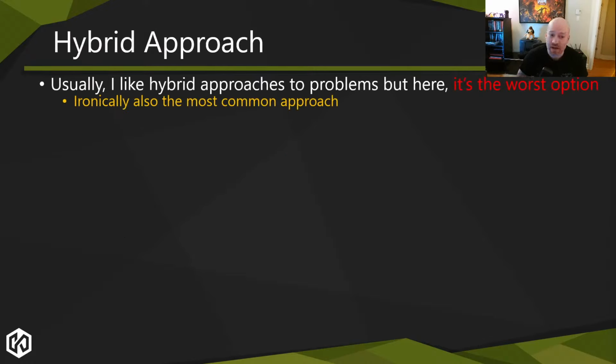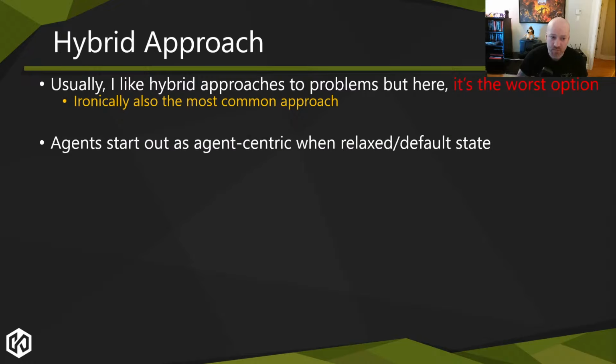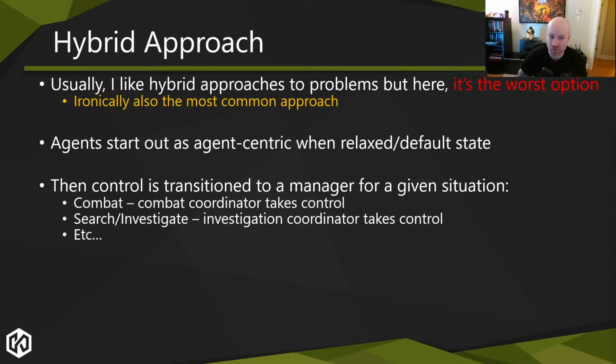So there's also a hybrid, which, as I mentioned, is literally the worst approach. What ends up happening is agents start out agent-centric when they're relaxed and idle. Then control is transitioned to a manager for a given situation. You take an agent and say, okay, now you're under the control of the combat system. Oh, you've lost the player, you can't see them anymore, so combat's over. Now you're under the control of the search system. Oh, combat started again, so we're going to move you back to the combat system.